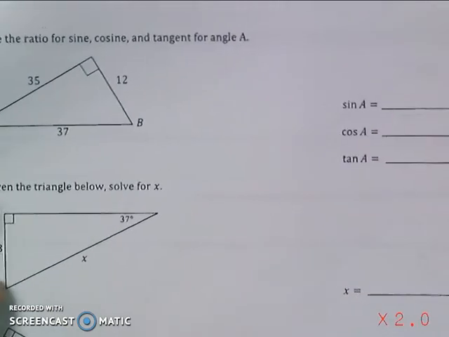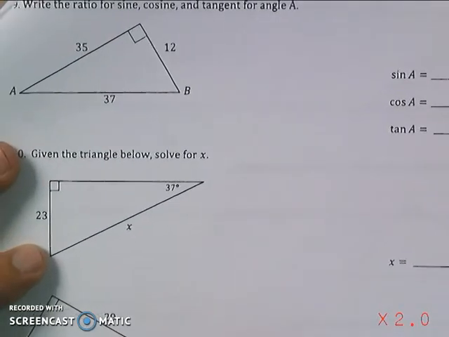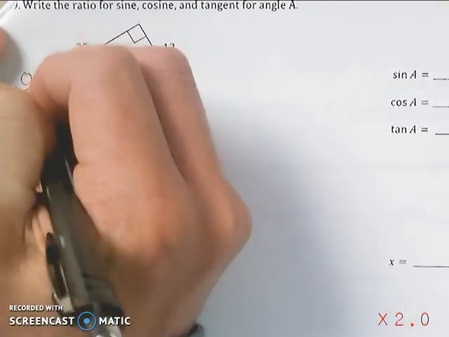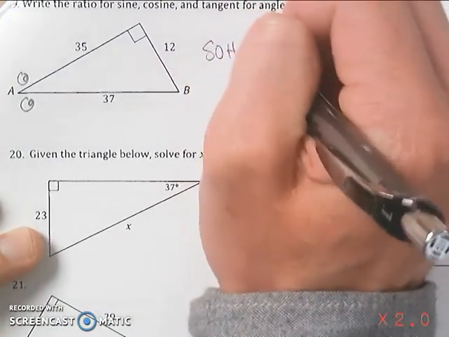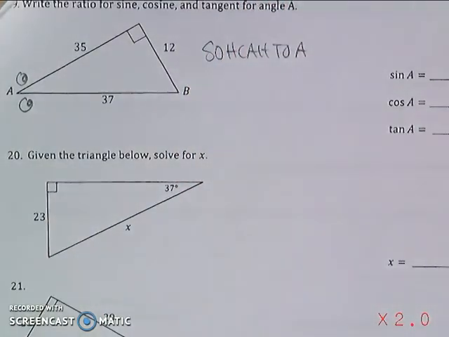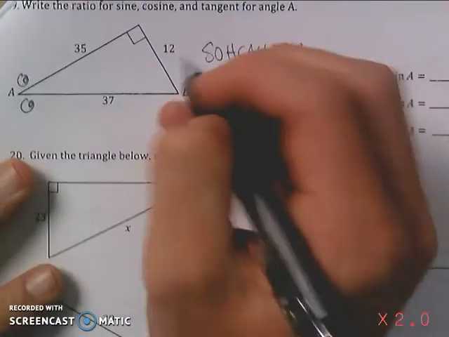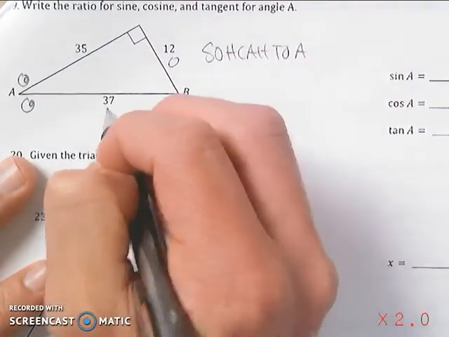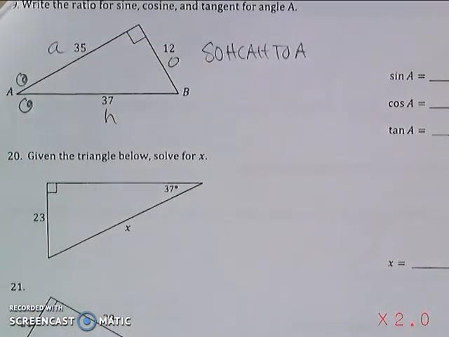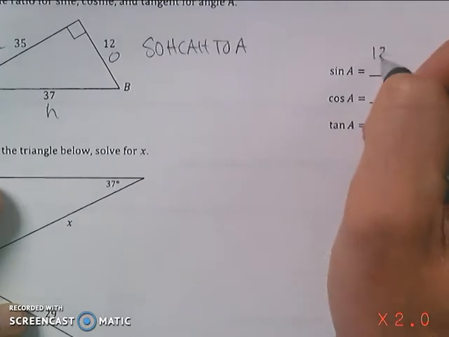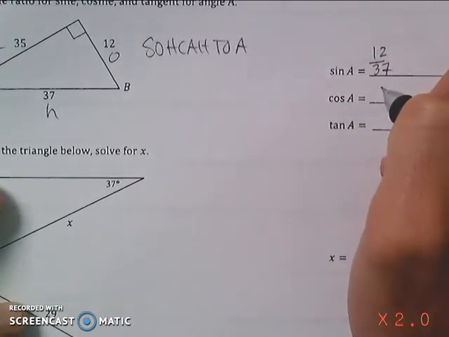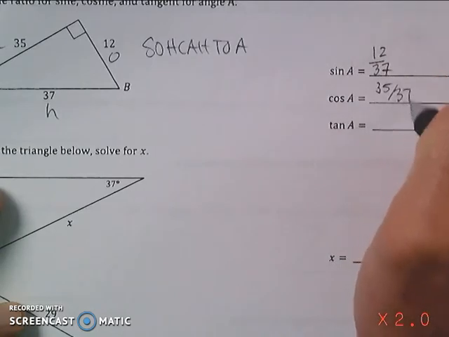This is just writing my sine and cosine ratios given angle A. Okay, so we're going to start looking at this position. We know SOHCAHTOA. Okay, so 12 is my opposite, 37 is my hypotenuse, and A is my adjacent, given angle A as my angle I'm looking at. And so we just have to fill it in. So SOH would be 12 over 37. CAH would be 35 over 37. And TOA would be 12 over 35.